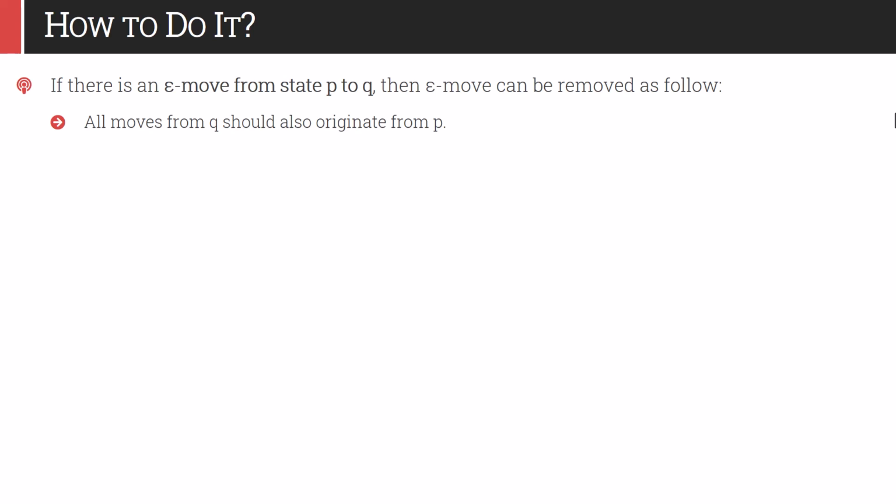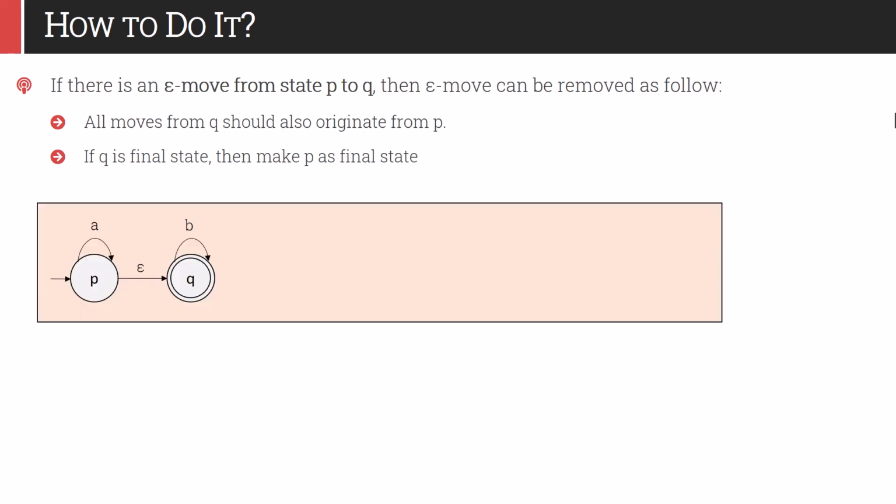The first rule is all moves from Q should also originate from P. So whatever moves we have from Q, we have to replicate from P, and if Q is a final state, then make P a final state. Let us try to understand with an example. Assume that this is our transition with epsilon move and we have to eliminate it.